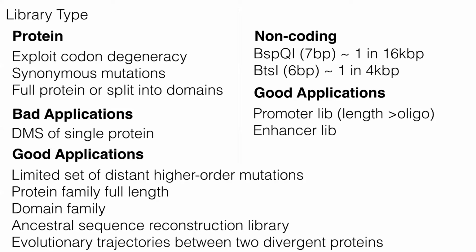Things such as ancestral sequence reconstruction, or looking at the evolutionary trajectories between two different points in sequence space, could also be several interesting things to look at. And of course, for non-coding applications, the obvious things are promoter libraries, if in the case of your promoters you want to look at lengths far above what you can put on an oligo, enhancer libraries, and so on and so forth.